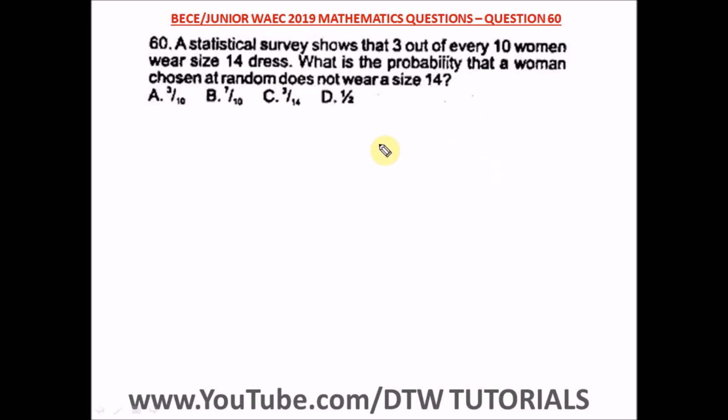Question 60 of the BECE Junior WAEC 2019 Mathematics Past Question. It says, a statistical survey shows that 3 out of every 10 women wear size 14 dress. What is the probability that a woman chosen at random does not wear a size 14? So 3 out of every 10 women wear a size 14 dress. So it means 7 out of the remaining, 7 out of every 10 women do not wear size 14 dress. That's what it means.